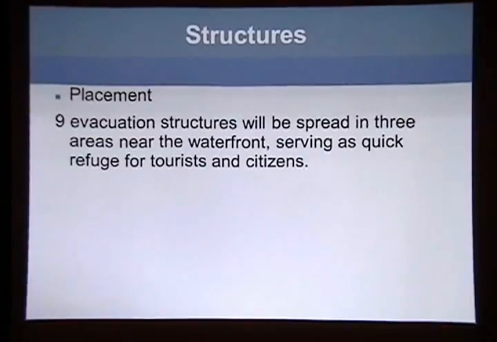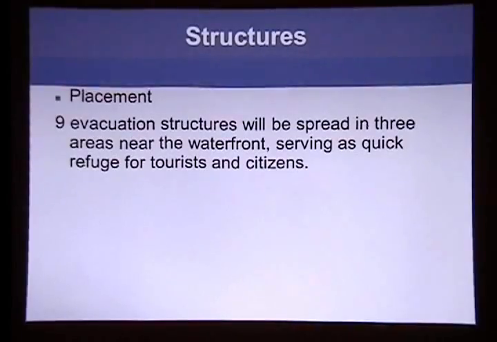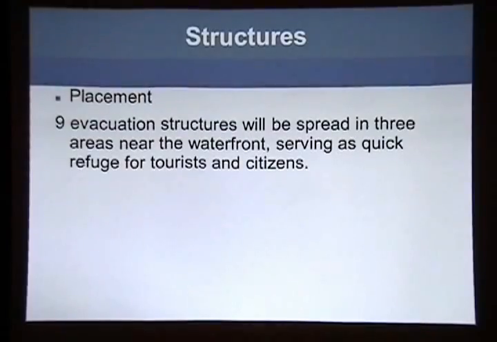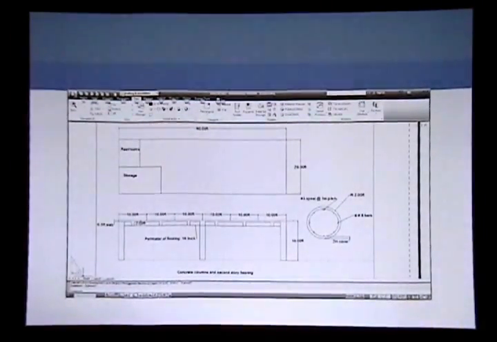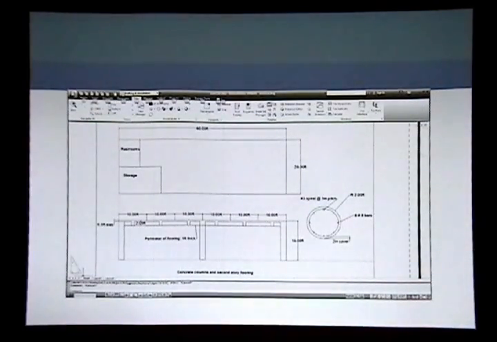And there'll be 3 clusters of 3 evacuation structures placed at separate parts around the harbor. Since those will be the first areas that flood, they'll serve so people can get somewhere safe as quickly as possible. And here's the CAD drawing of the second story flooring, supported by 15-foot high columns.